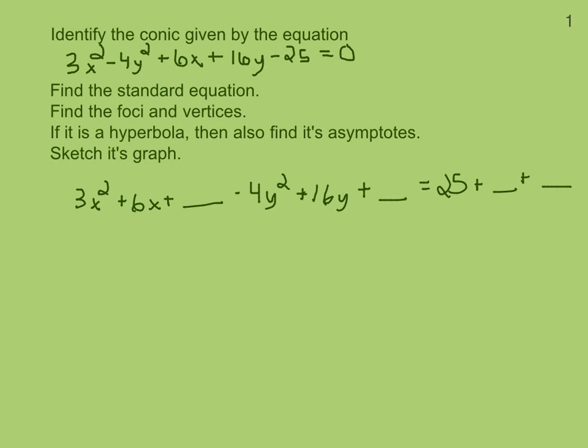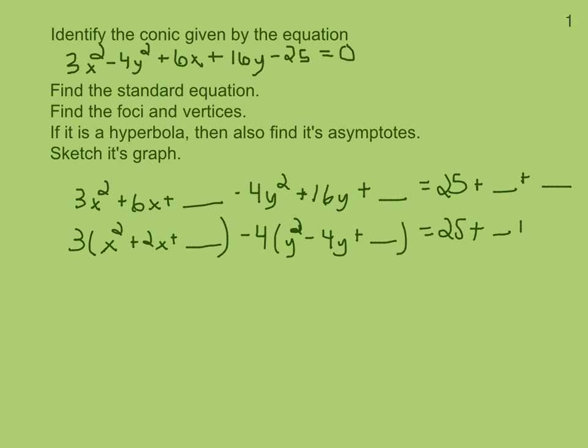In order to complete the square, we have to factor out the coefficient on the squared term. And so that's going to leave us with x squared plus 2x plus something. Take out a negative 4, leaving us with y squared minus 4y plus something. And that's equal to 25 plus the things that we're going to add to the other side. We like for each of these to be perfect squares.